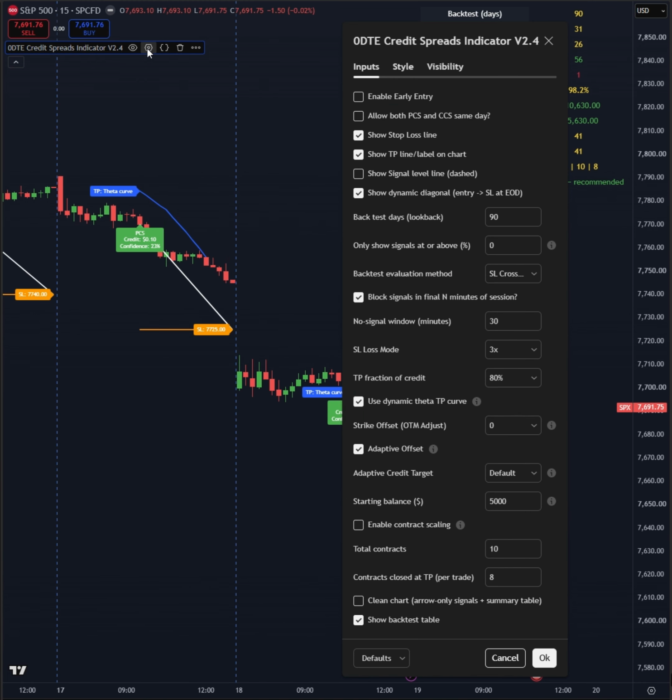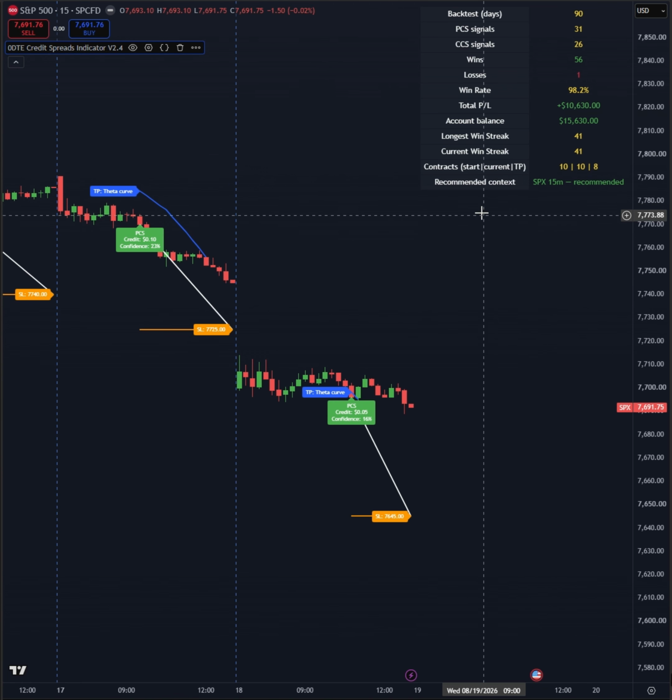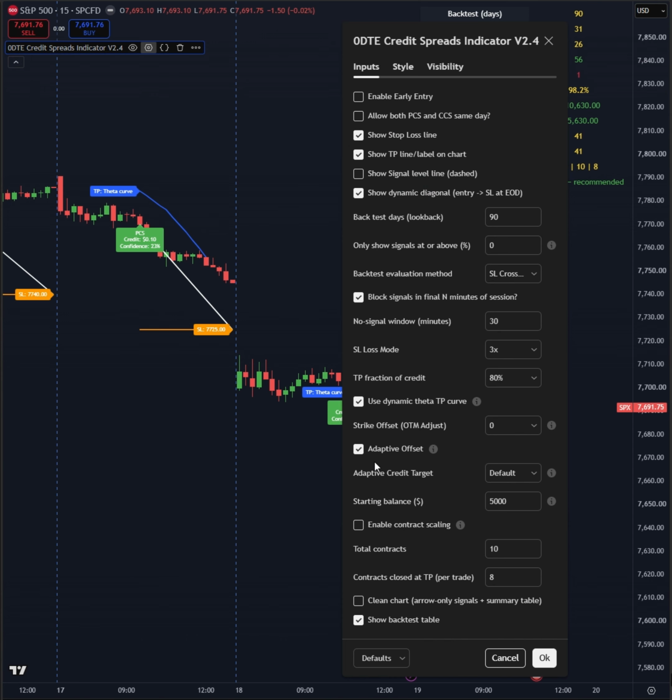If I started out with my account of $5,000, I've already made 10 grand, so I'm at $15,000. Pretty cool. The other thing, and be very, very careful with this, don't go too crazy with this, is this enable contract scaling. It'll add 1 contract for every $500 in cumulative profit, and a new contract level is applied to the next trading day.